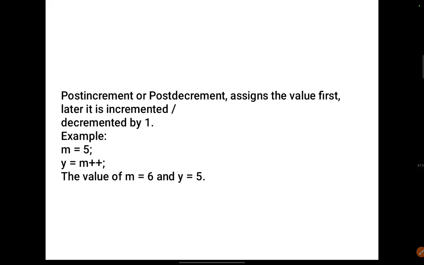Post increment or post decrement: assign the value first, later it is incremented or decremented by 1. Example: m is equals to 5, y is equals to m++. The value of m is equals to 6 and the value of y is equals to 5.